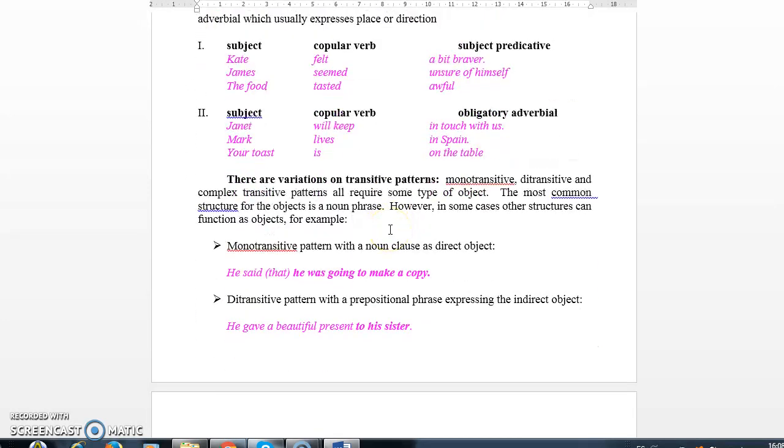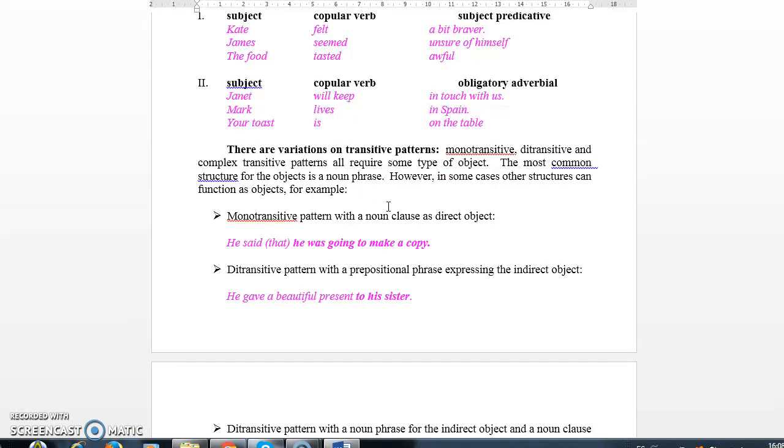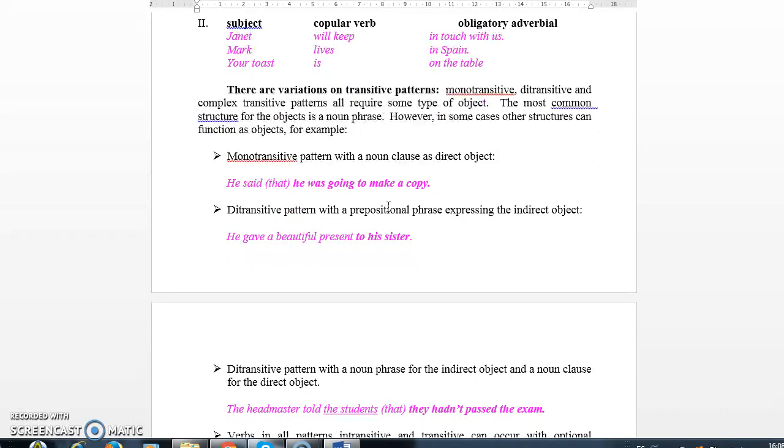And then there are variations on transitive patterns. Monotransitive, ditransitive, and complex transitive patterns all require some type of object. The most common structure for the object is a noun phrase. These noun phrases are subordinated. So later on, when we see subordination, we will see how you are going to use the noun phrases in these cases.